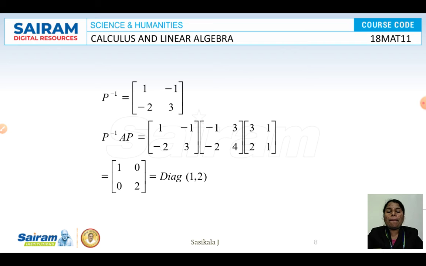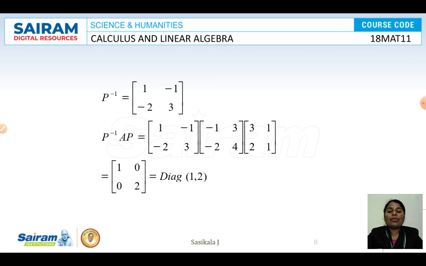Now we have found your P inverse and P. We can go for your diagonal matrix P inverse A P, which is P inverse matrix into your A matrix and then P matrix. Then do the matrix multiplication of all three using your calculator. If you are doing it manually, first multiply the first two matrices, then multiply that result with the other matrix. Then you should have a diagonal matrix.